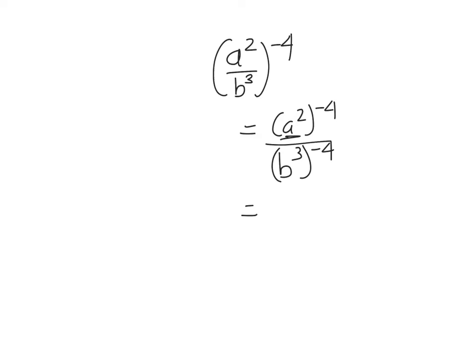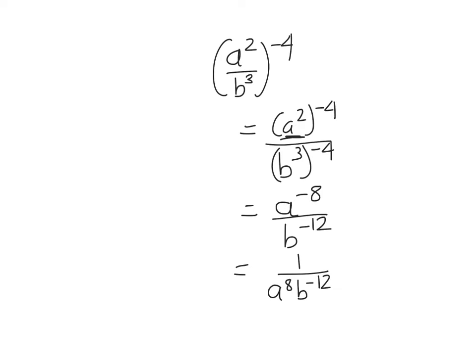So if I'm doing this, I keep the same base, I multiply the powers together. On the bottom, keep the same base, multiply the powers together. Now I want to write this with just positive powers, okay? So the a to the power of negative 8 is on top, so I'm just going to move it to the bottom. So I'm going to put a 1 in its place, and I've got this. But the problem is the b to the power of negative 12 still has a negative power.